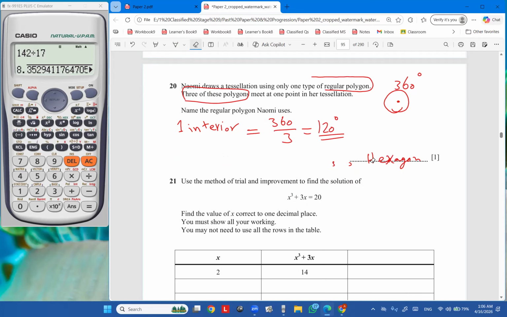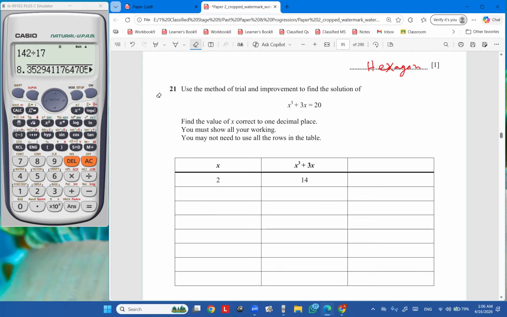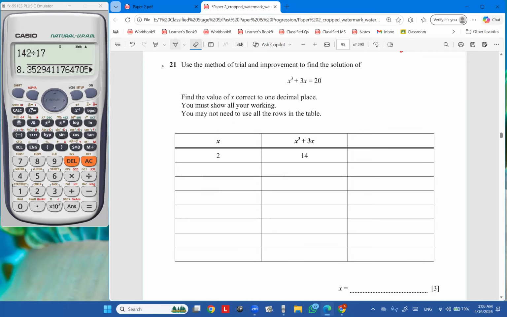Okay, let's continue. Use the method of trial and improvement to find a solution of x cubed plus 3x equals 20. All right, let's try, for example, 2.3 and see if it's going to reach 20 or become close to 20 or not. So I'm going to use 2.3 cubed plus 3 multiplied by 2.3 equals 19.067.